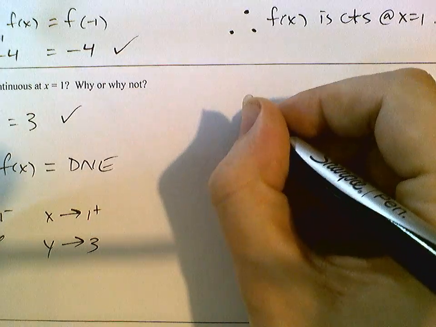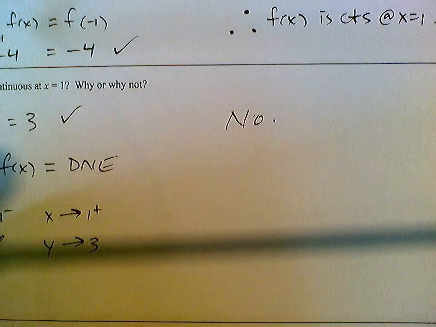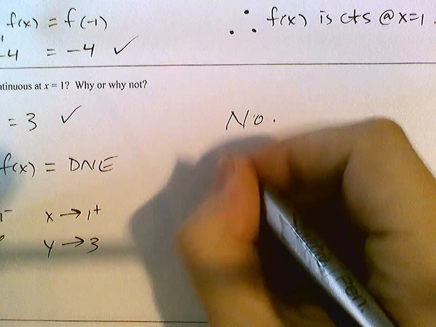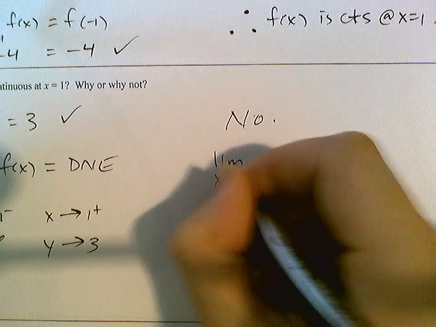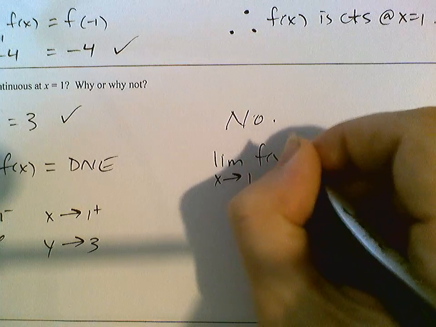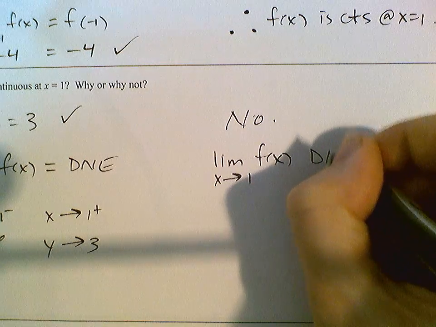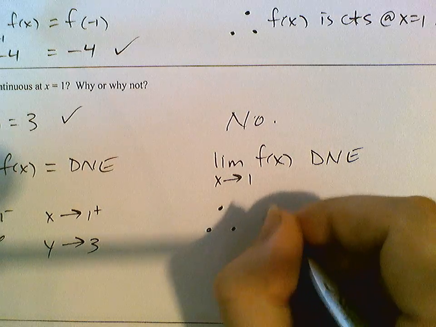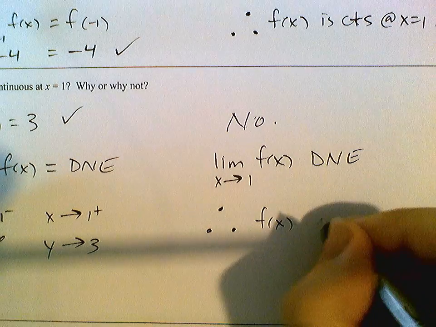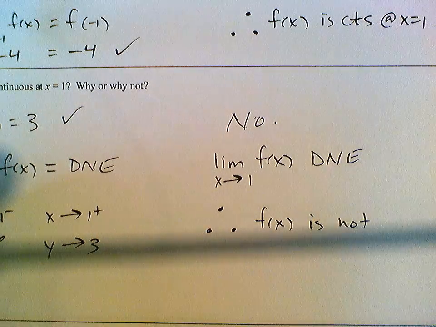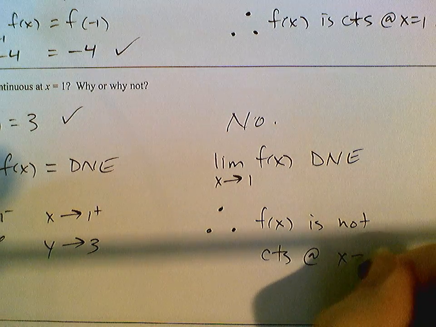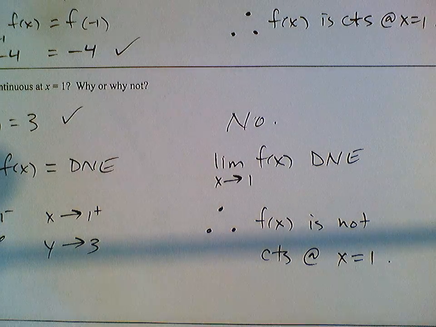All right, so my answer to this one is no. And then I'm just going to say the one that doesn't work. I'm going to say the limit as x approaches 1 of f of x does not exist. Therefore, f of x is not continuous at x equals 1.